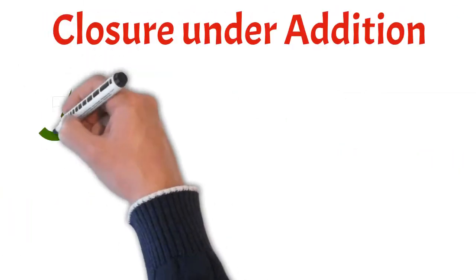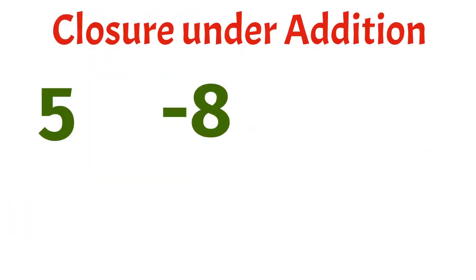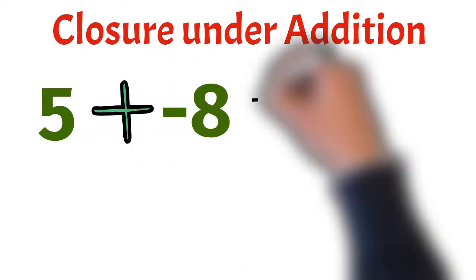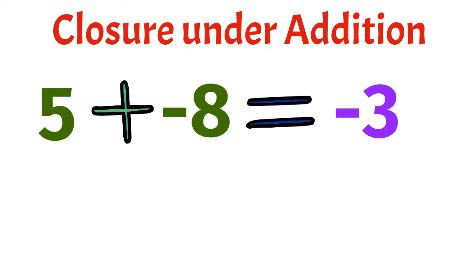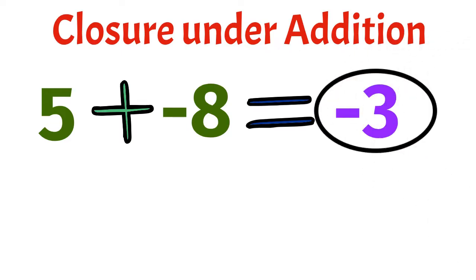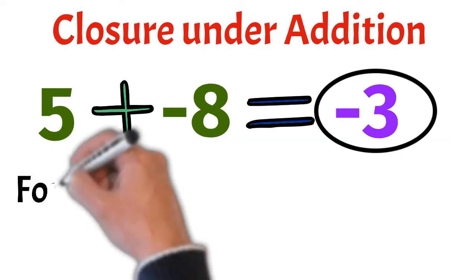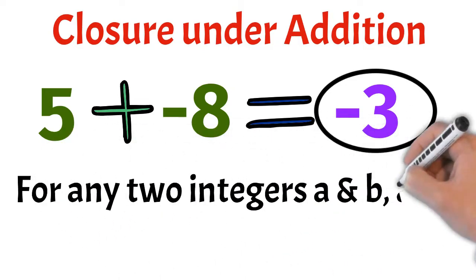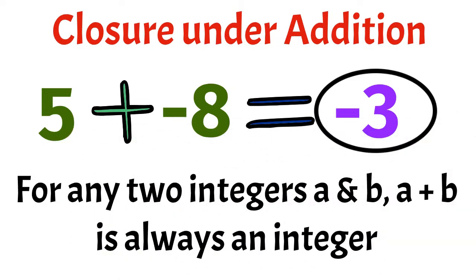For example, 5 and minus 8 are two integers. Now 5 plus minus 8 equal to minus 3, which is also an integer. Thus, we can say for any two integers a and b, a plus b is always an integer.